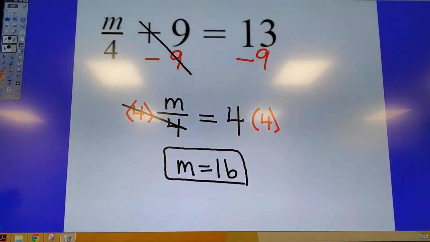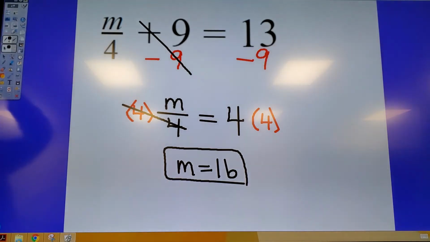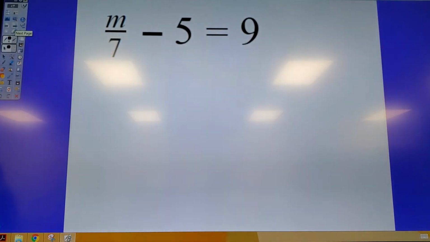So it's really not a more difficult question. In fact, I think it's an easier question because multiplying is easier than dividing. But again, some people, when they see it, their brain just doesn't like it. All right, let's do another one. M over 7 minus 5 equals 9.